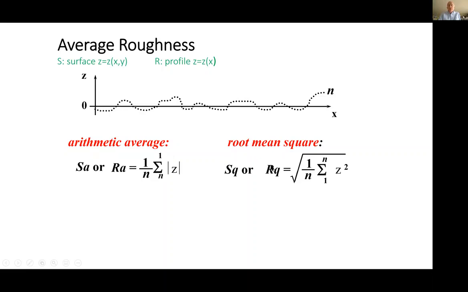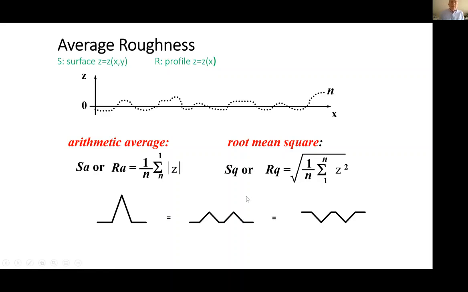The root mean square, also standard deviation. Because what I've done essentially by putting a mean line in here is I've subtracted the mean. So all I have to do is take the z values and square them, and then I've got the standard deviation. So this is the first statistical moment. This is the second. You can also do the third and fourth for skew and kurtosis.